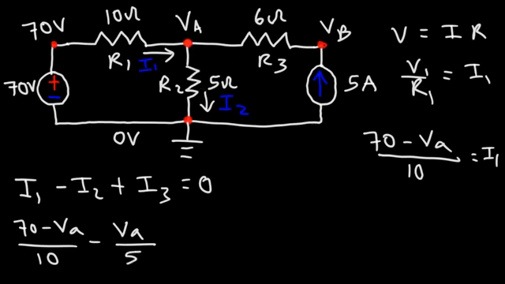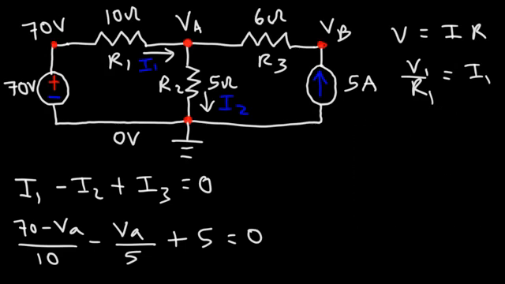Now, for I3, we don't need to use V over R because we already know what the current is. This is an independent current source. It's always going to emit 5 amps of current, regardless of what circuit it's attached to. So I3 is simply 5. So now all we need to do is solve for VA. So let's go ahead and work out the algebra.